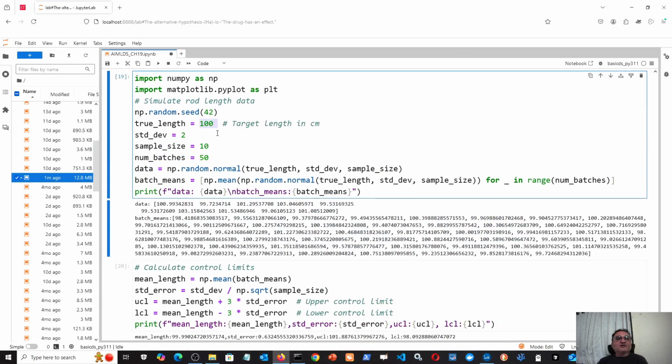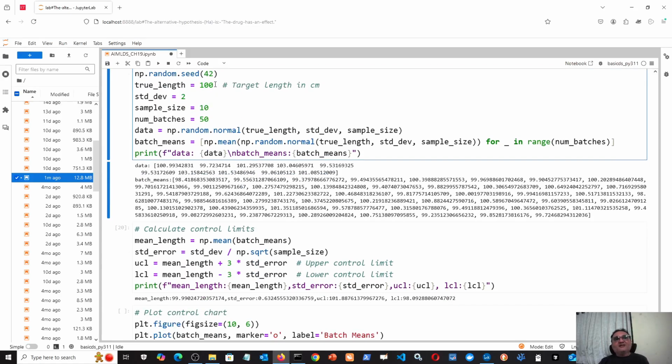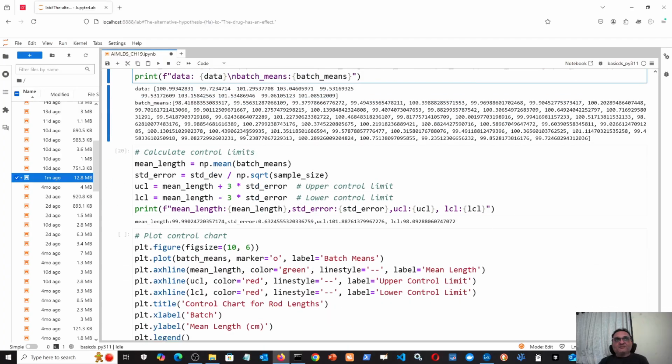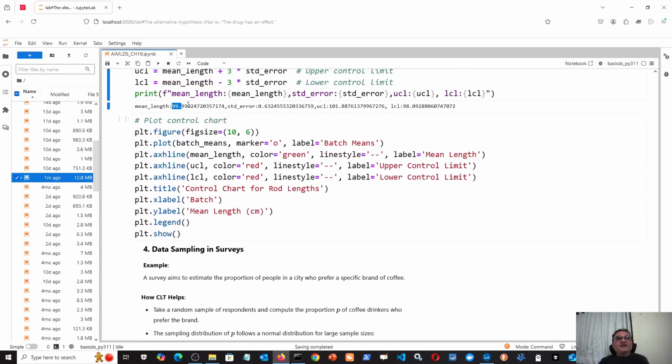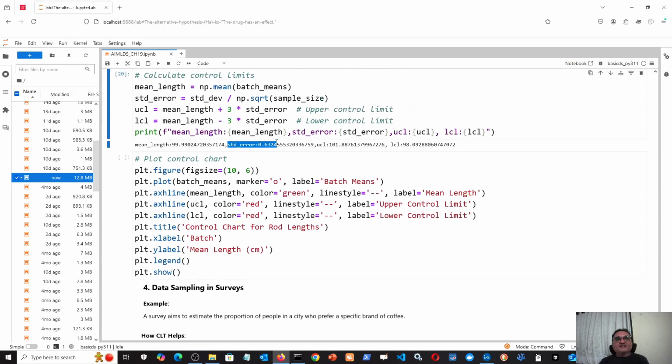True length should have been 100. So that is the targeted mean, targeted length or population mean. My sample mean came out to be 99.99, so I can say that this is very close to the population mean. Standard error is 0.6324. Upper control limit is 101, and lower control limit is 98.